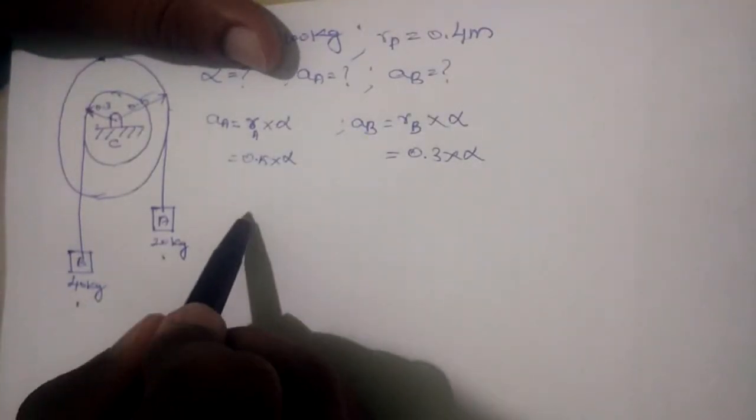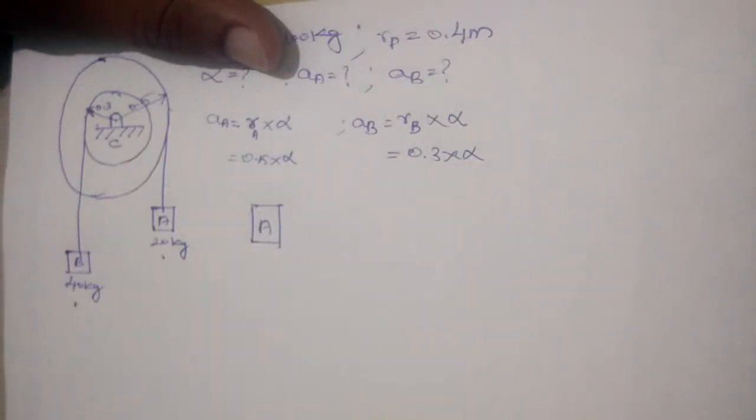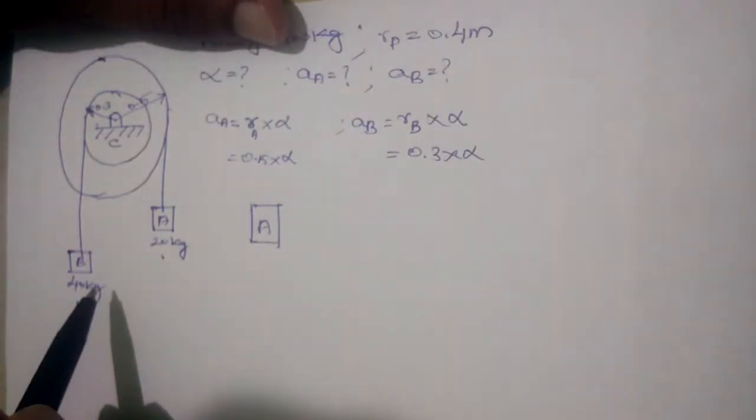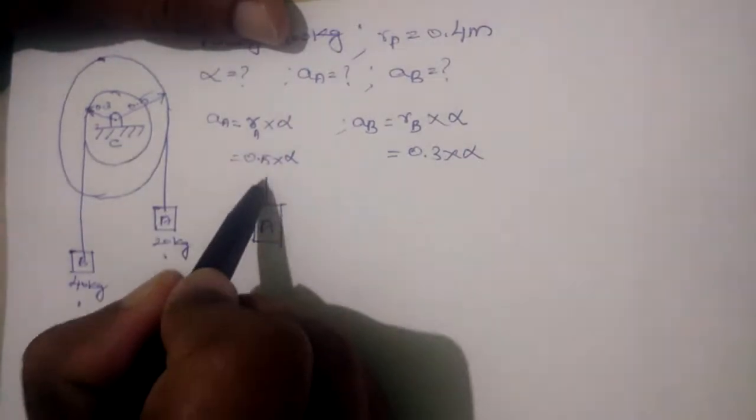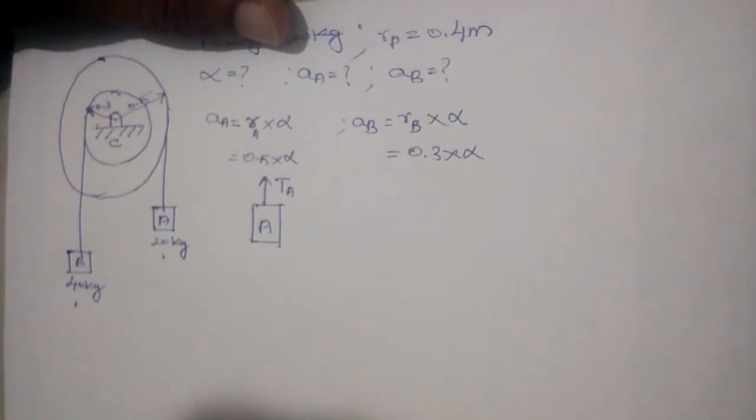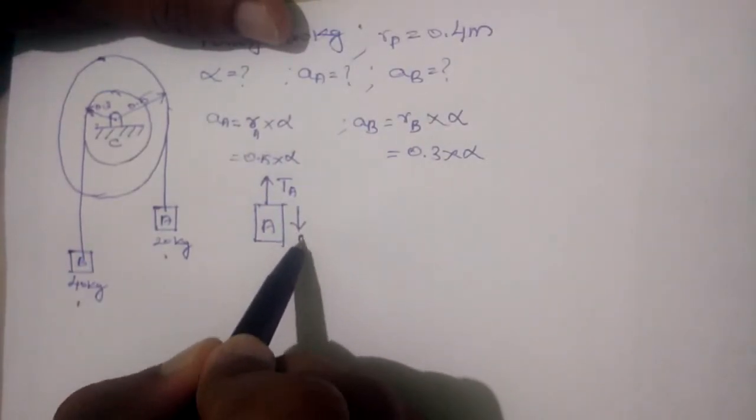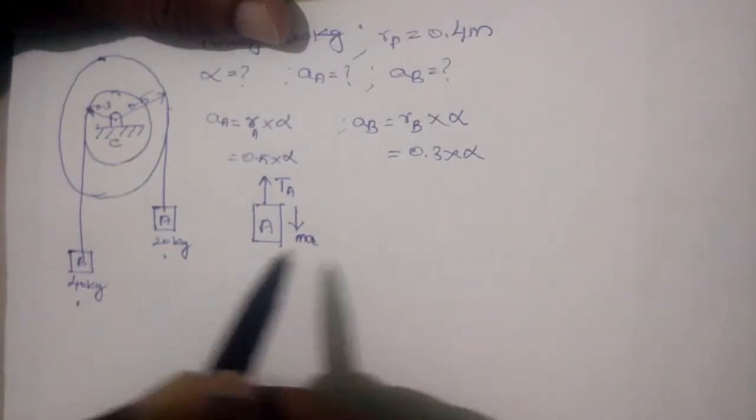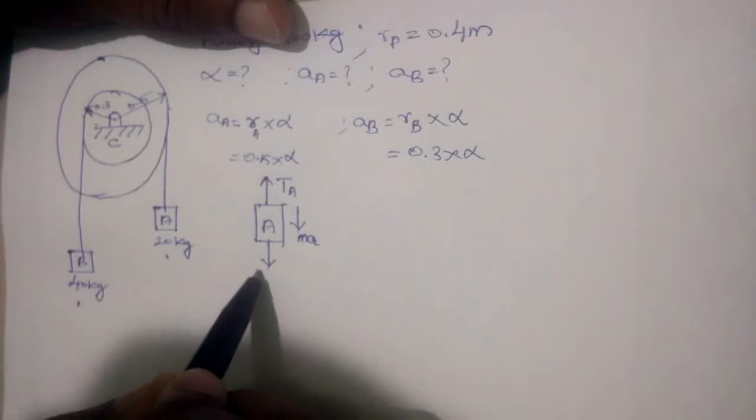Now the free body diagram of cylinder A. Since A is lesser than B, it moves upward. This is the tension of the string, and since cylinder A moves upward, inertia force acts downward and weight acts downward, 20 kg.